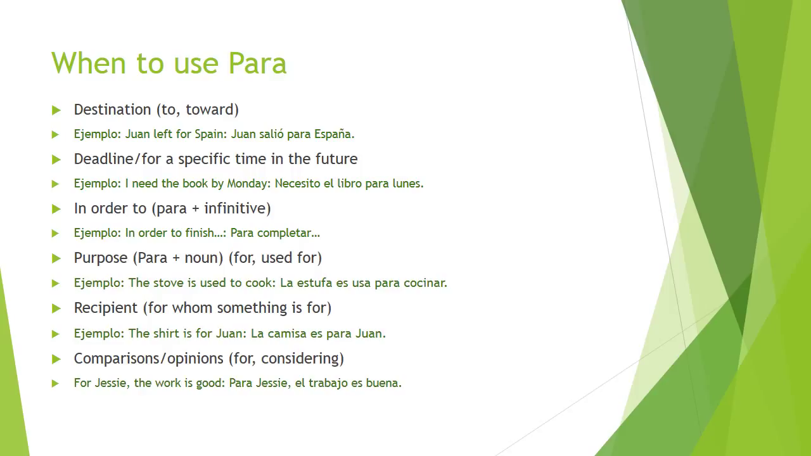Fifth is the recipient, or to express for whom something is for. For example, the shirt is for Juan. La camisa es para Juan. And lastly, you can use para to express comparisons or opinions. For example, for Jesse, the work is good. Para Jesse, el trabajo es buena. These are all of the uses of por and para that can be used to express the word for in a sentence.